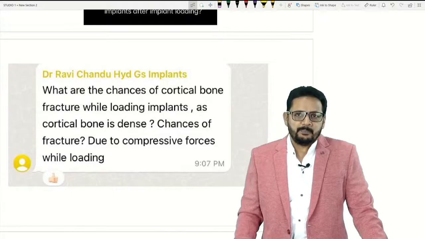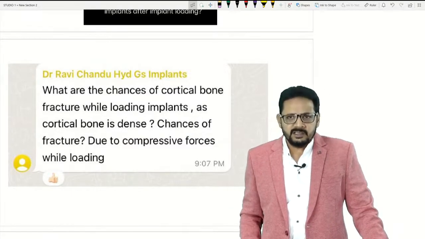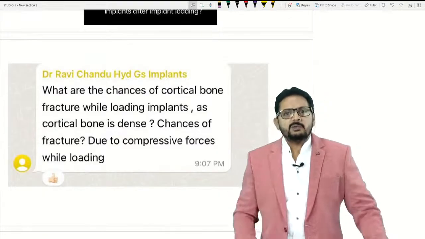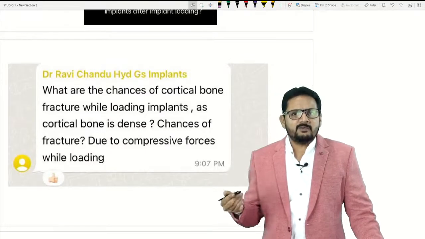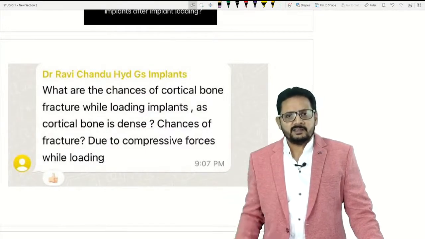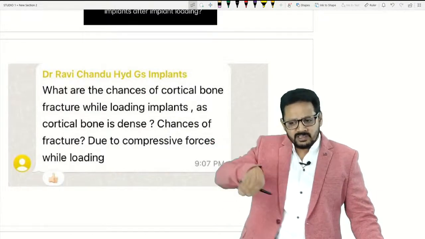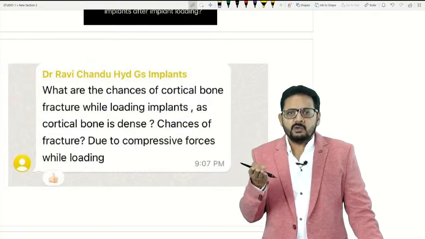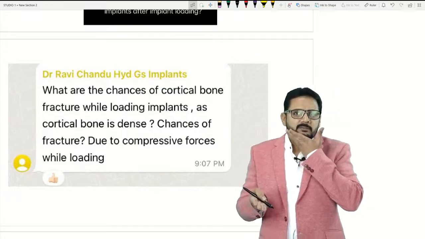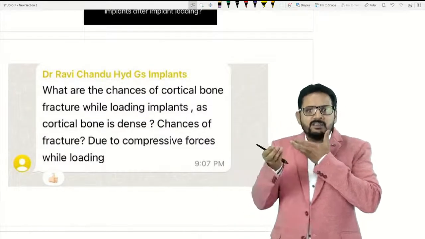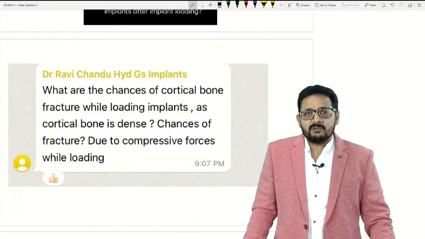Let us take for example, when you're doing third molar surgery, a horizontal impacted tooth, and you want to extract that tooth. We all have this habit of using the crossbar elevators or the T elevators, right? So whenever you are giving rotatory or torsional forces to take out the tooth, and you're not giving proper support to the mandible, because of the torsional forces there is a chance of cortical bone fracture, not because of compressive forces.